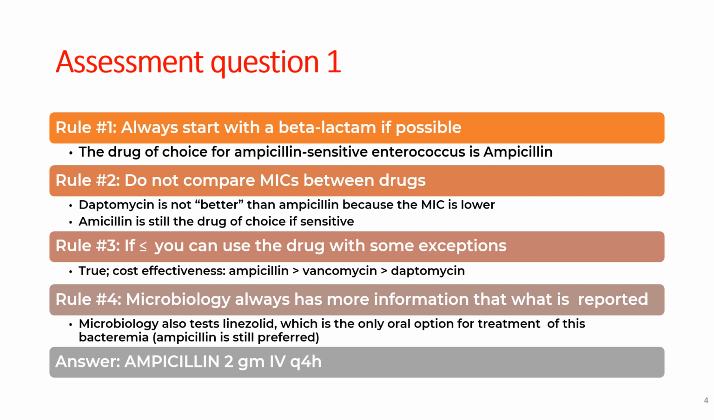Rule number 3, if it is sensitive, still consider some exceptions. So consider the cost effectiveness, ampicillin will be the drug of choice as compared to vancomycin or daptomycin. Rule number 4, microbiology has more information. Then you can refer to additional testings such as linezolid testing, which is the only oral option, but still prefer ampicillin as the drug of choice. So this is how we can resort to these 4 rules while interpreting the sensitivity reports.